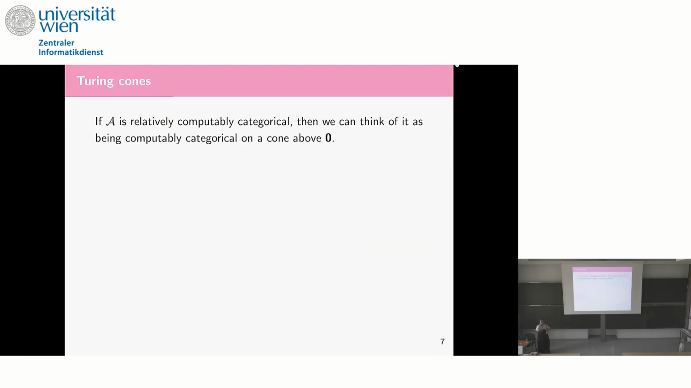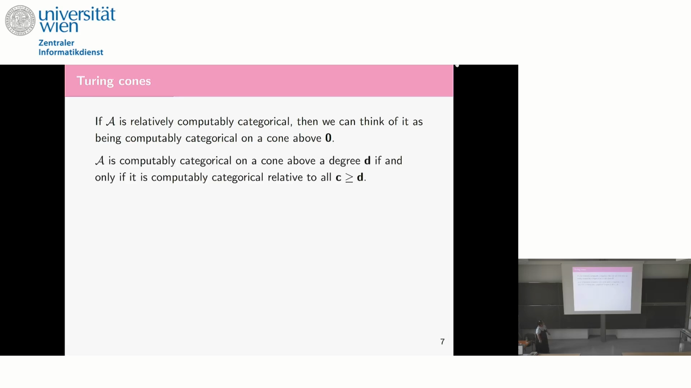How is that related? Going back to the older relativization, if your structure is relatively computably categorical, then you can think of it as being computably categorical on a cone above zero. It already decides that it's going to be CC relative to all the degrees on a cone based at zero. And of course, A is CC on a cone above a degree D if and only if it's computably categorical relative to every degree above D. So that's how those are connected.